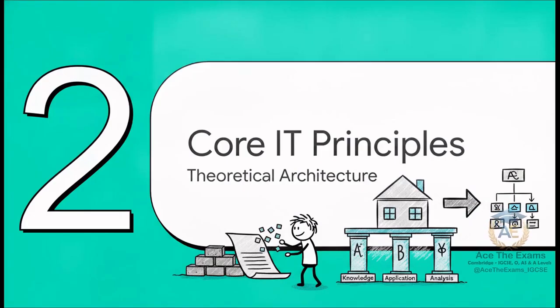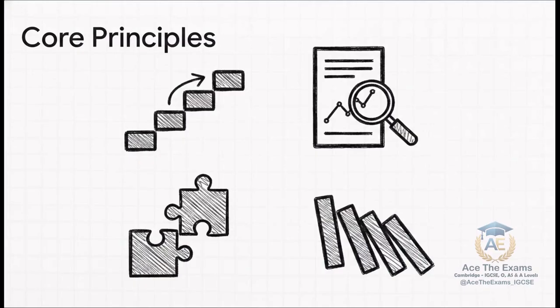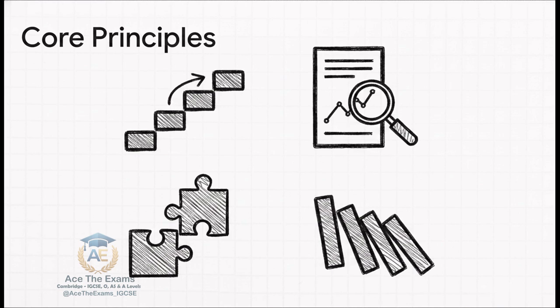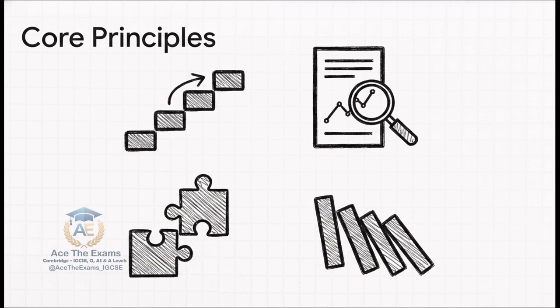We need to look at the theoretical architecture that these scenarios actually rest upon. The cognitive domains being targeted in these specific computer science assessment objectives are knowledge, application, and analysis. And they rely heavily on these four pillars: systematic analysis, evidence-based reasoning, precise definitions, and mapping causal relationships.